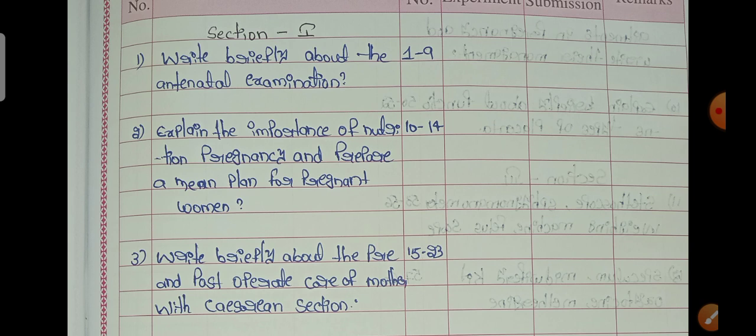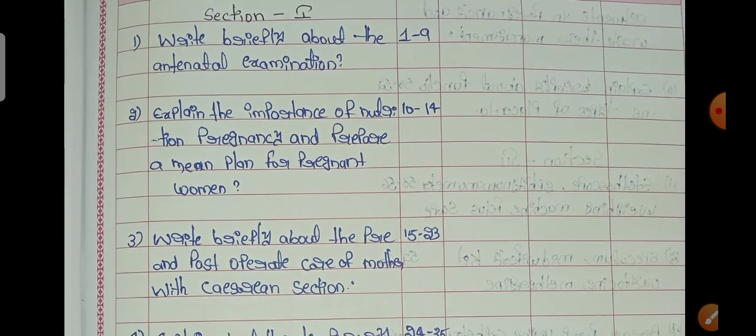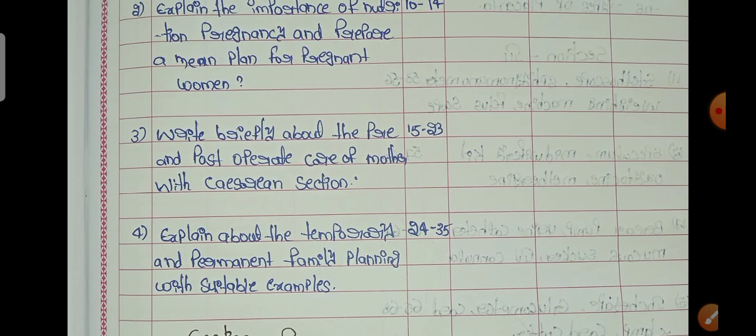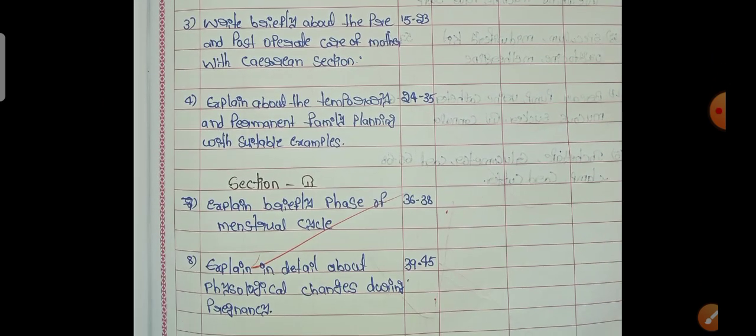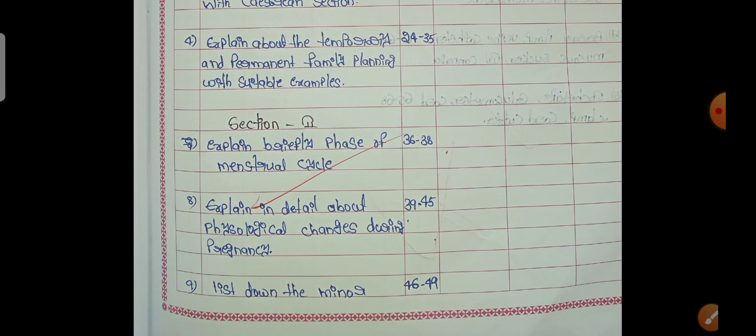You already know this very well; you have written it in first year also. This is section 1, section 2, section 3. Five questions will be there, but one question is deleted, so it is not mentioned here. You have to write 4 questions in section 1, 4 questions in section 2, and 4 questions in section 3. Overall 12 questions will be there.